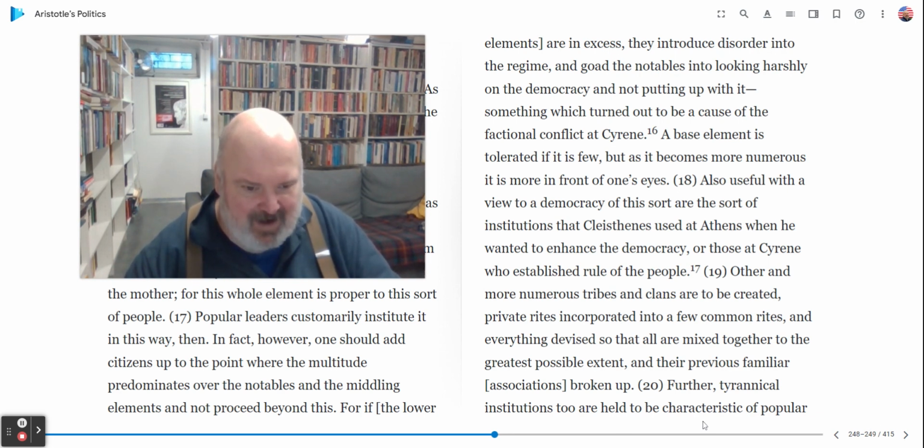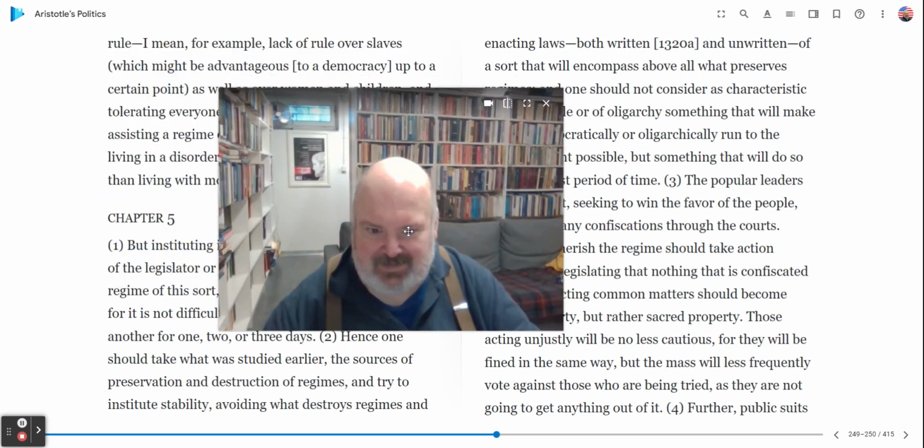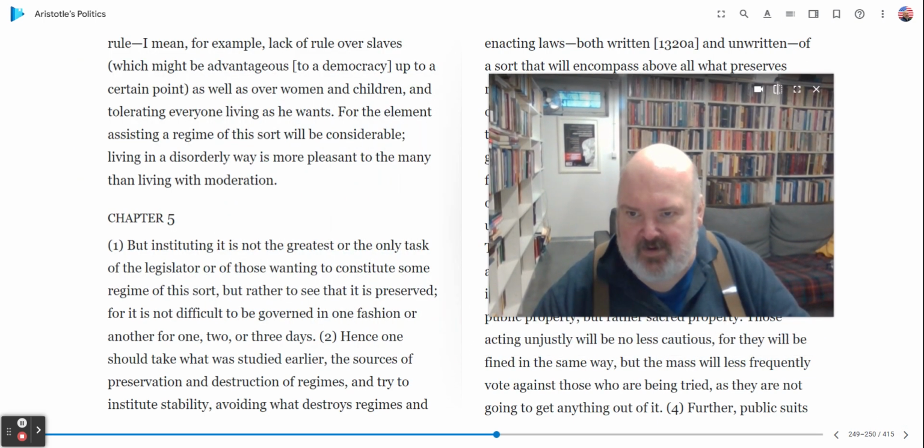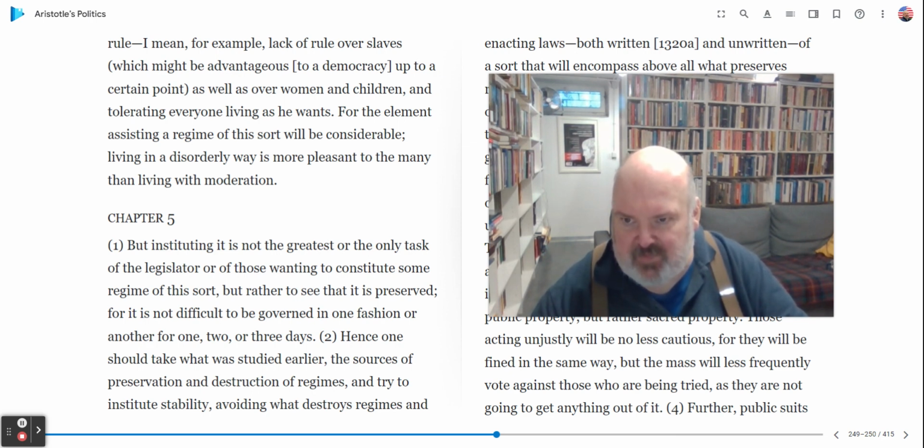Tyrannical institutions too are held to be characteristically popular. Okay, this is kind of scary, isn't it? I mean, for example, the lack of rules over slaves, which might be advantageous to a democracy up to a certain point, as well as over women and children, and tolerating everyone living as he wants. For the element assisting a democracy of a regime of this sort will be considerable. Living in a disorderly way is more pleasant to the many than living with moderation.